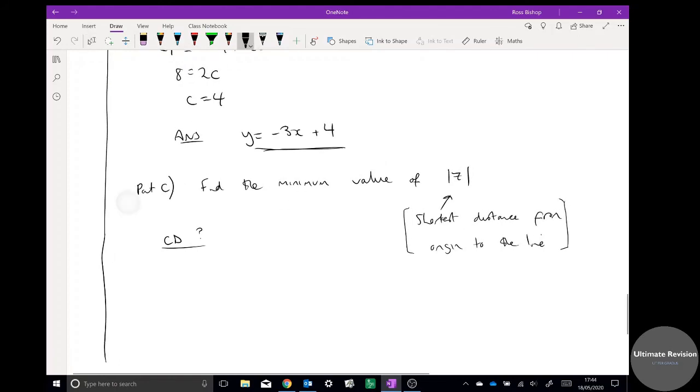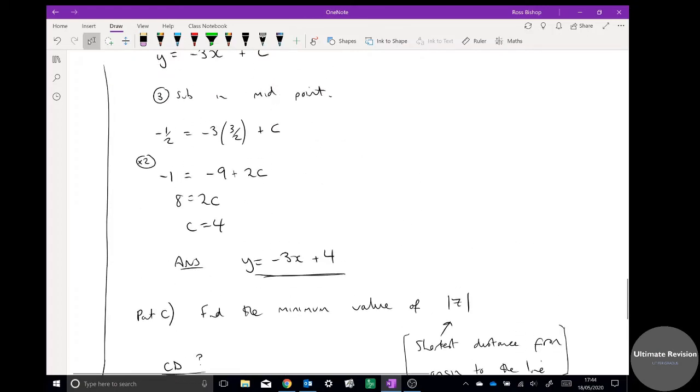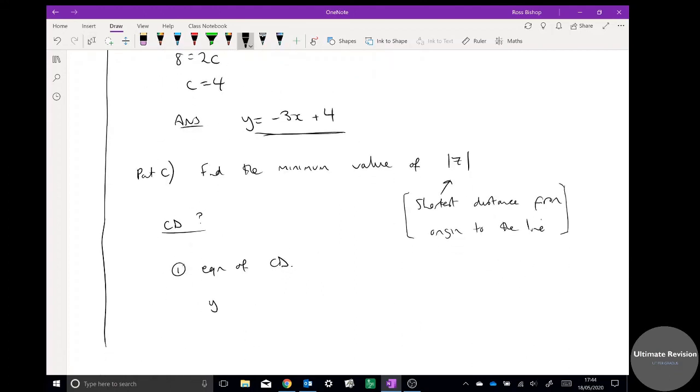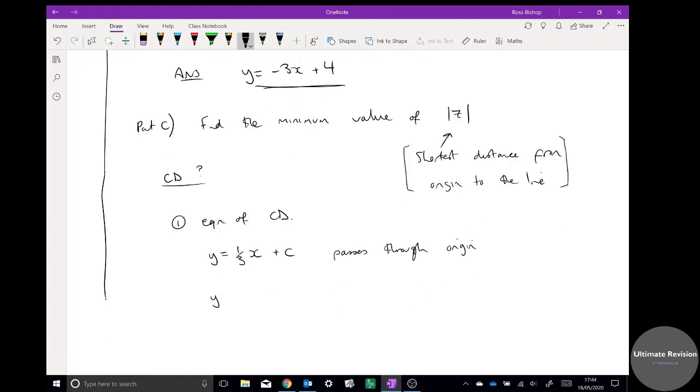I think the first thing we need to do is work out the equation of CD. Now, I know it has a gradient of a third because it's the same as the gradient of AB. So it's y equals a third x plus c. I know it passes through 0, 0. Got to pass through the origin. So the equation of that line will just be y equals a third x.